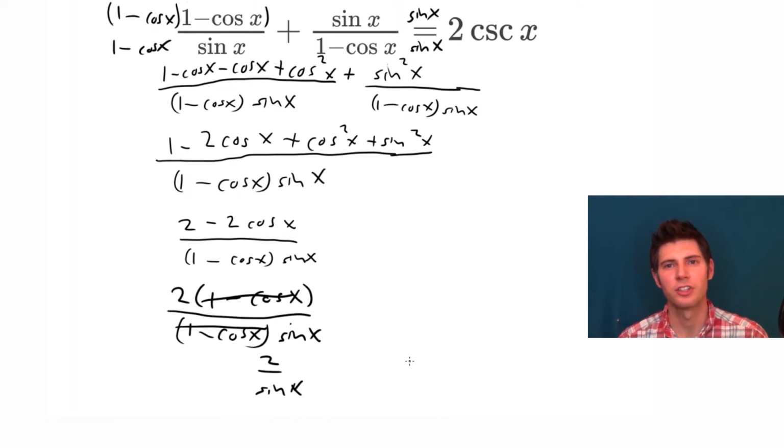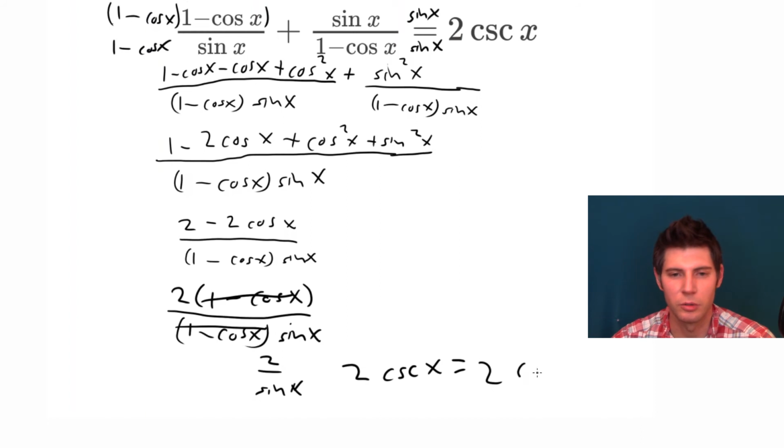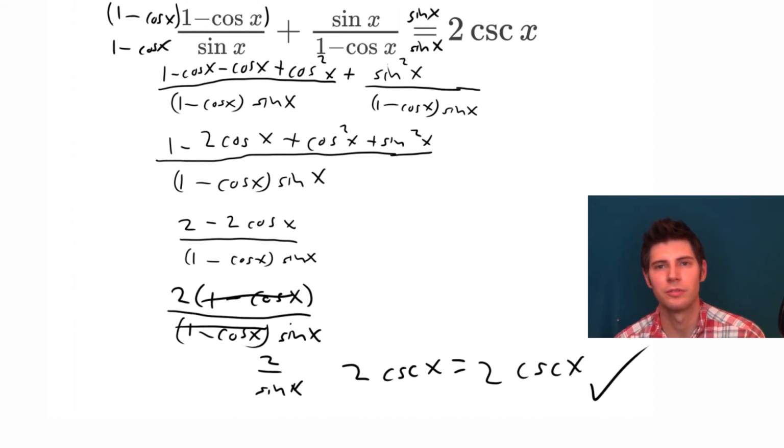If you know your inverse identities, 1 over sine of x is equal to cosecant of x. So we have 2 cosecant of x, which equals 2 cosecant of x, the thing we're trying to prove. So now we're done.